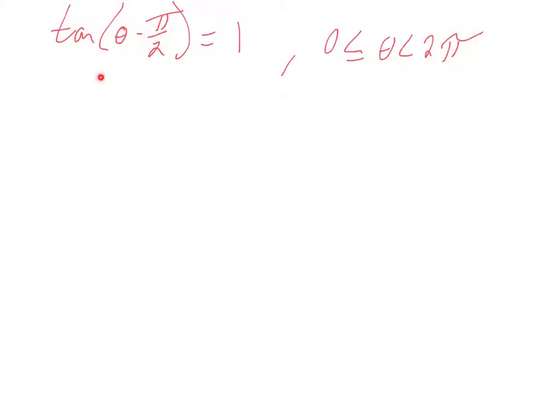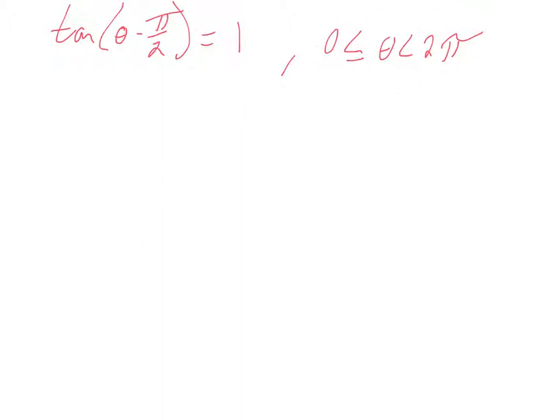So I want you to solve tangent of theta minus pi over 2 is equal to 1. I want you to solve this trigonometric equation, and by the way, we're going to restrict the domain from 0 to 2 pi. Use that same strategy, where you figure out what theta minus pi over 2 has to be equal to, find a general solution for this, then solve for theta, and then test values of k to get all the possible solutions that are between 0 and 2 pi.